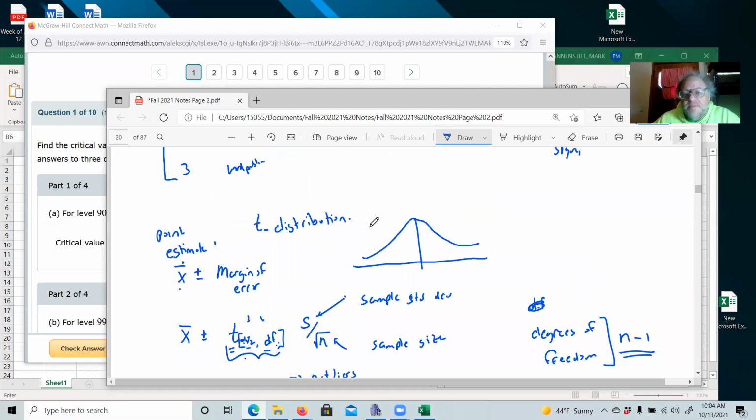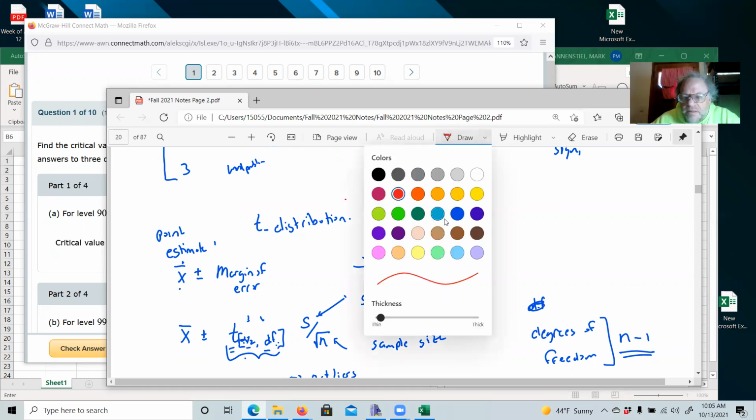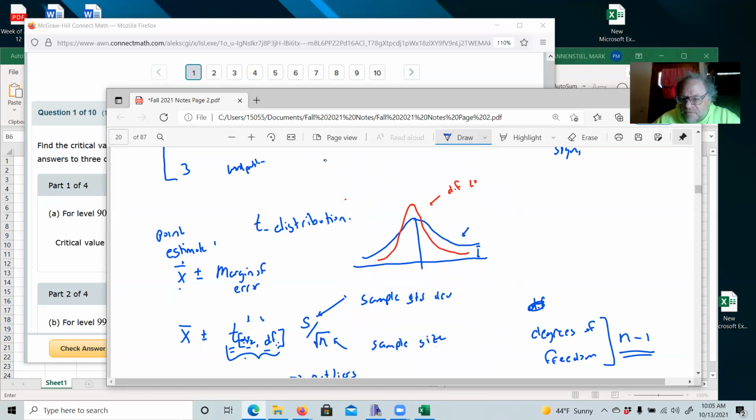So t-distribution, very much like the normal distribution, very much like the z-distribution, except we have more room in the tail. Okay, that's what happens. And depending on what the degrees of freedom are, how much sample size you have, you might get something that looks closer to normal. So this would be like a degrees of freedom of maybe 20, and then this one might be 5 degrees of freedom. Okay, so the more degrees of freedom you have, the closer it looks to a normal distribution. Obviously not drawn to scale. Okay, but that's the idea of what's going on.